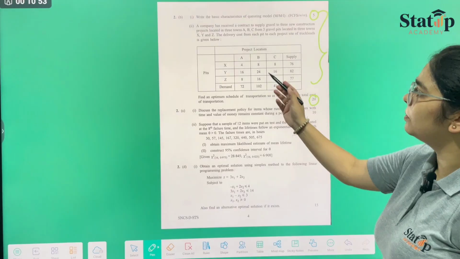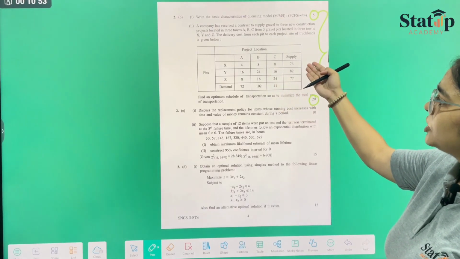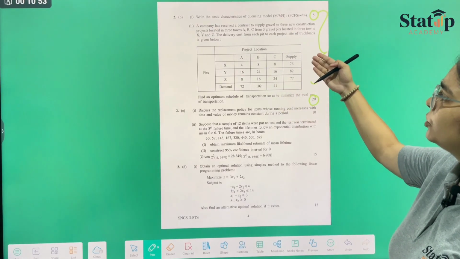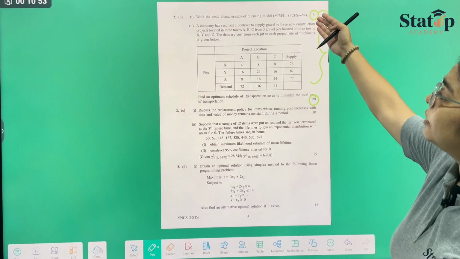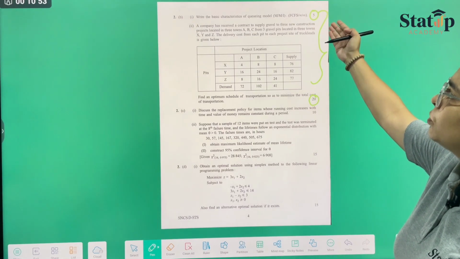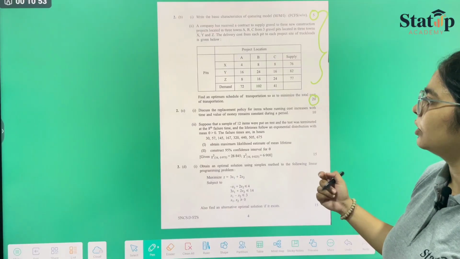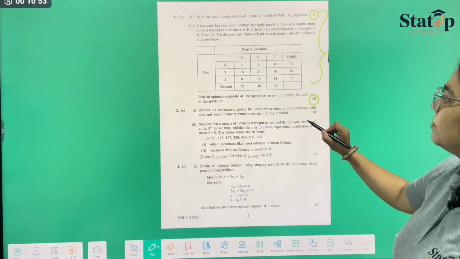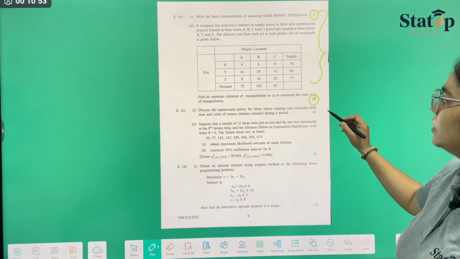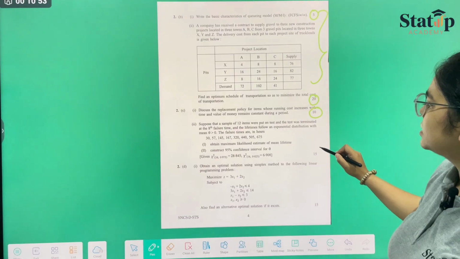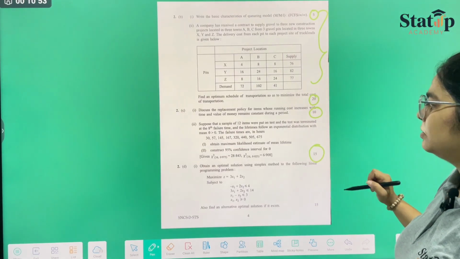Okay, the optimum transformation matrix has been provided to you, and you have to solve it. And above that, the characteristics of the queuing model have been asked, FCFS, first come first serve, that also you have to give. Then discuss the replacement policy for the cost increases. This is for 10 marks and this is for 15 marks of reliability.